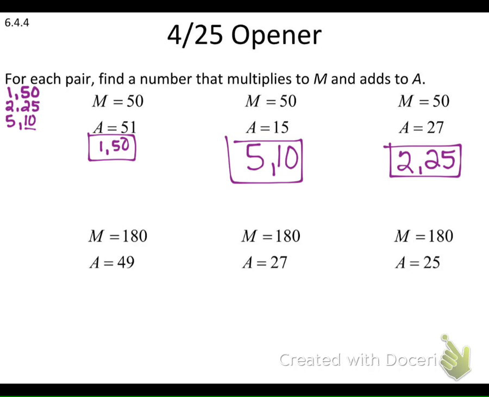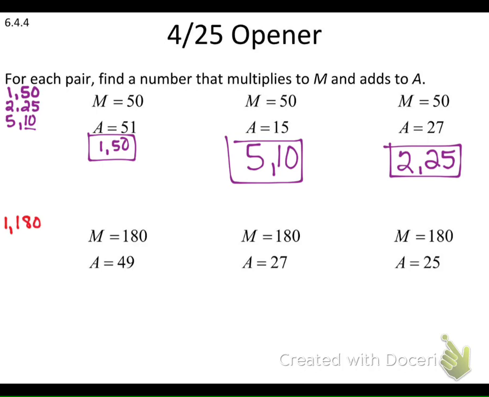Okay, the next one. We're going to do, the M is 180. My A's are going to be different for each one. So my M is 180, so I'm going to think of all my factors of 180. And again, I like to do them in order. So I have 1 times 180.